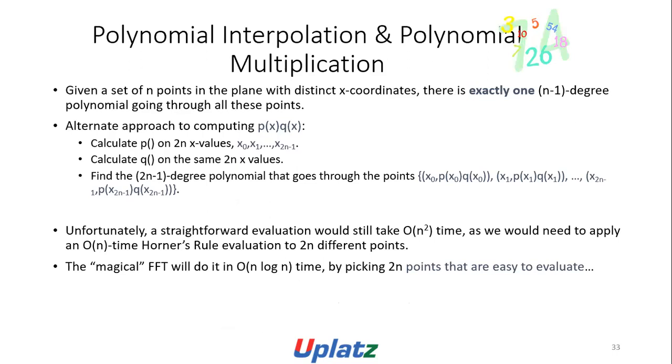Polynomial interpolation and polynomial multiplication. Given a set of n points in the plane with distinct x coordinates, there is exactly one degree n-1 polynomial going through all these points. An alternate approach to computing P(x)Q(x) is to calculate P on 2n x values and calculate Q on the same 2n values. Then find the degree 2n-1 polynomial going through the points (x0, P(x0)Q(x0)), (x1, P(x1)Q(x1)), up to (x(2n-1), P(x(2n-1))Q(x(2n-1))).